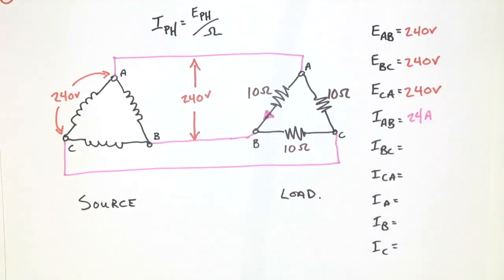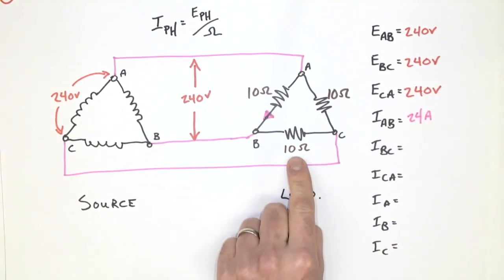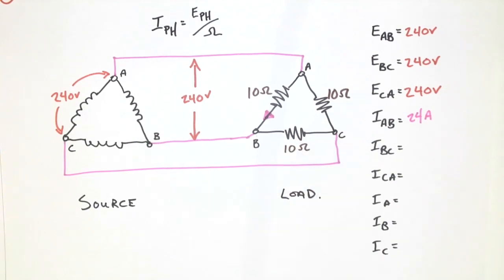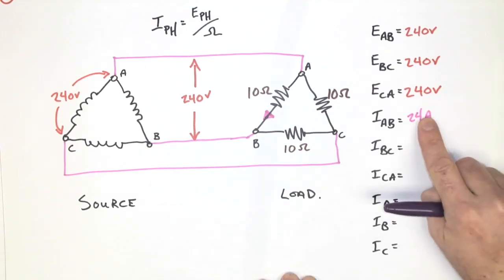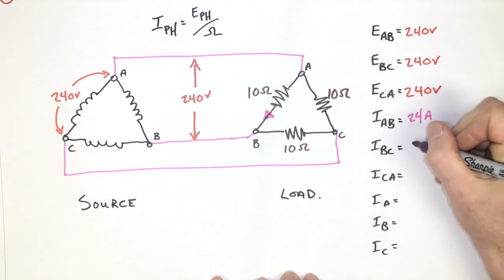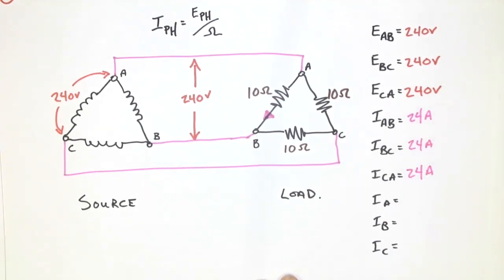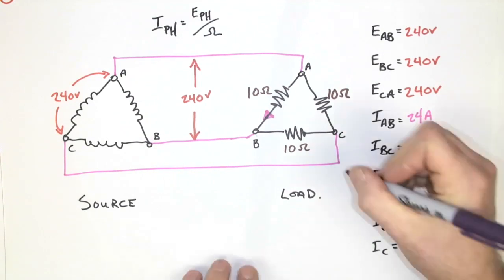Now, we said it's balanced, and we can see it's balanced because they're 10 ohms apiece, and they're all resistors. And so really, it's not necessary for me to do the calculation 3 times. That would be somewhat pointless. Instead, what we're going to do is simply take this number and copy it down an additional 2 times, because we understand that the current will be identical in each of these 3 phases.